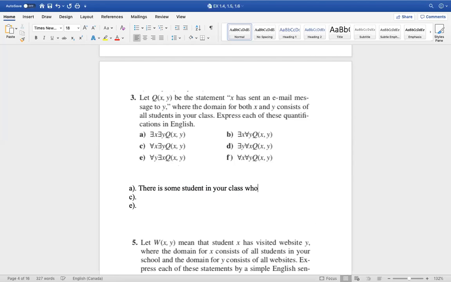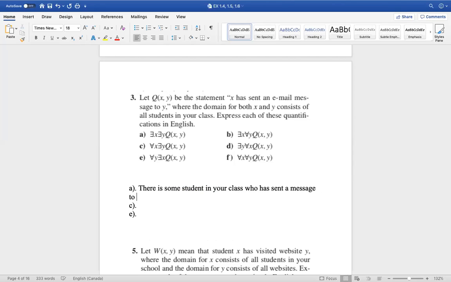who has sent a message to some student in your class. Here, this some student is coming from the second existential quantifier, and then we are using this y representation in terms of English. So there is some student in your class who has sent a message to some student in your class.